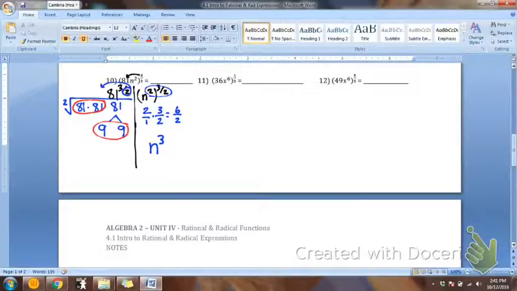So for every group, we write it how many times? So I have 81 times 9. Or I have a group of 81s, I have a group of 9s. Now you may use your calculator. 729.